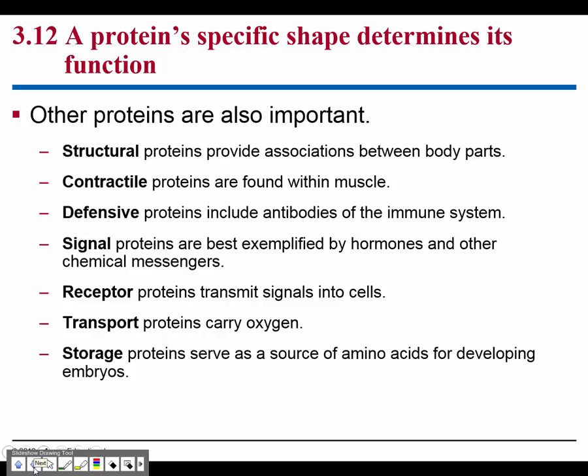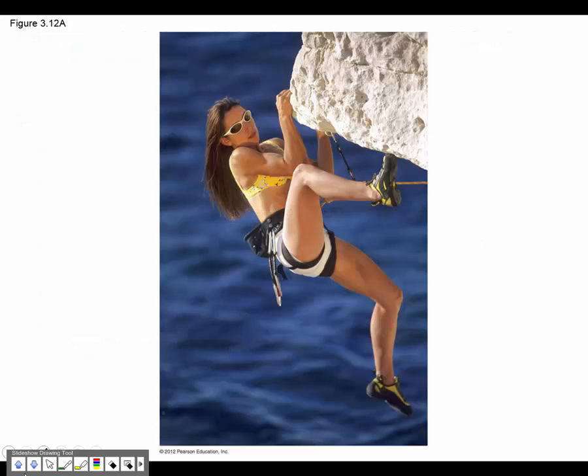Here's some proteins do other important things. They're structural, contractile, defensive. They signal the receptors, transport, storage. Proteins do everything. It is all about the proteins.